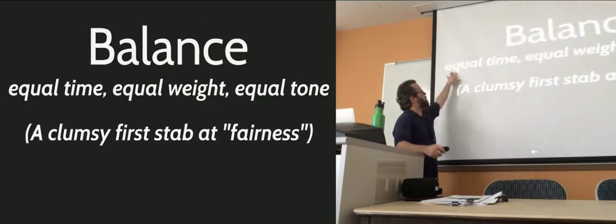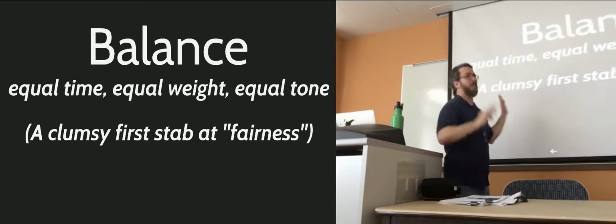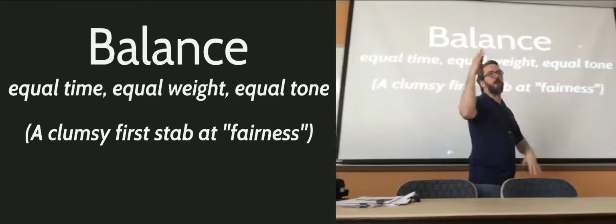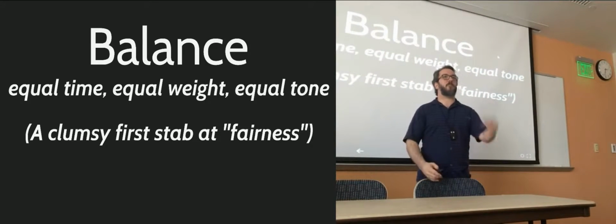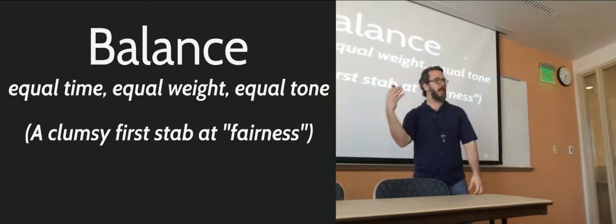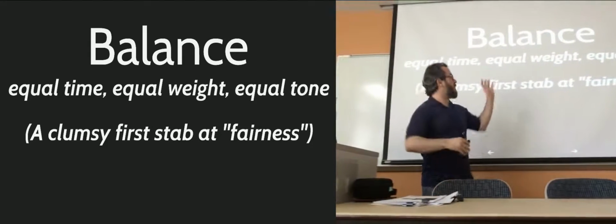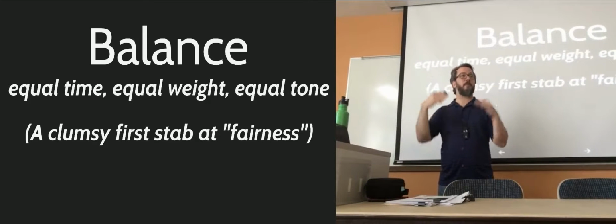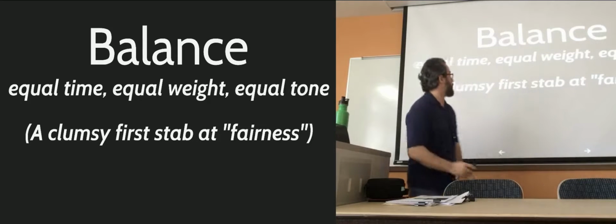Let's start with balance. Balance is really straightforward. It's like your Fisher-Price, my-first-version of fairness sort of thing. Balance means equal time, equal weight, equal tone when I'm representing various competing perspectives in a story. So if I'm doing a story on Obamacare repeal, I want to have equal time, equal weight, equal space maybe if it's print, and equal tone when I'm talking about those who oppose Obamacare repeal versus those who support it.